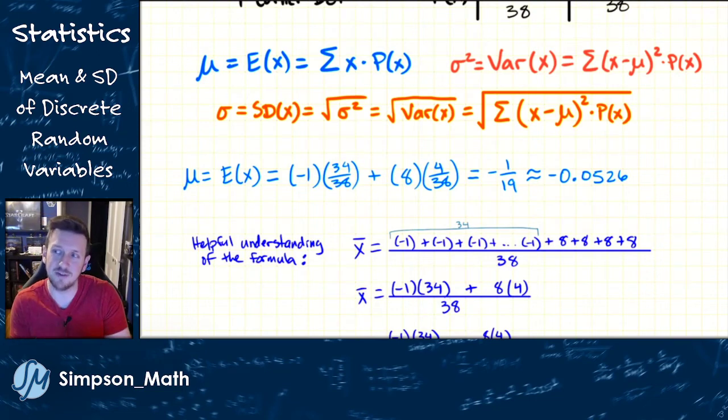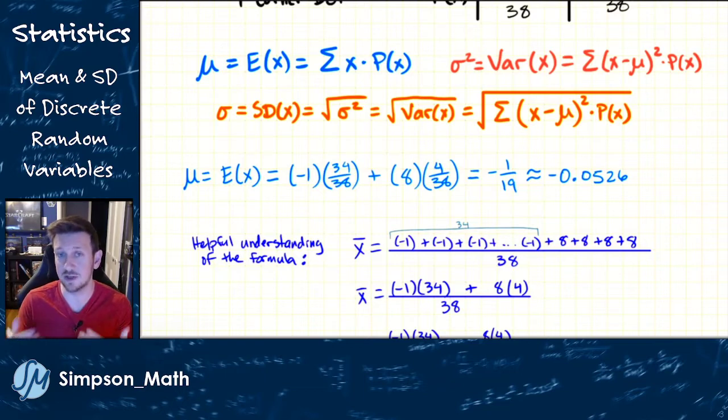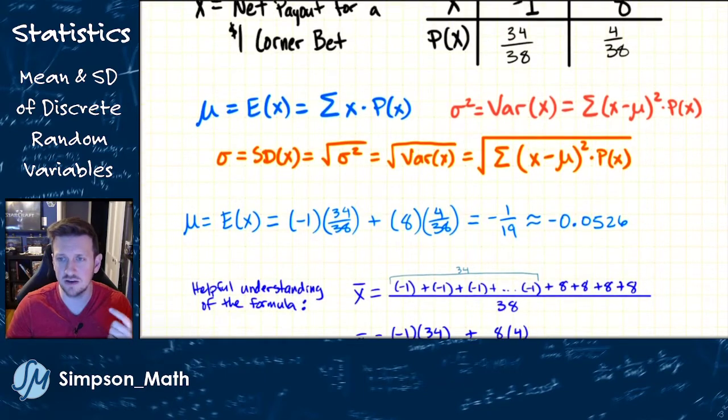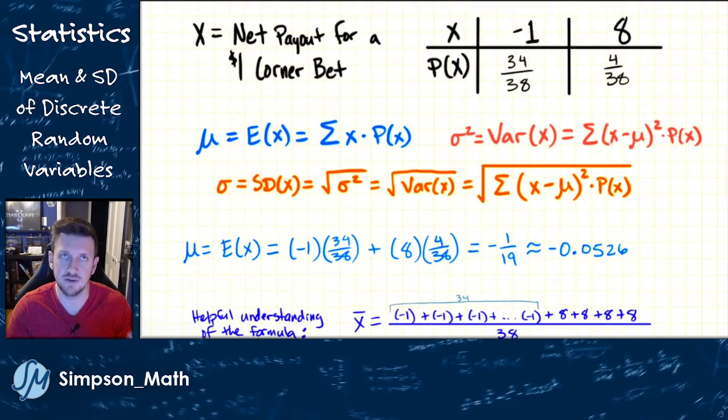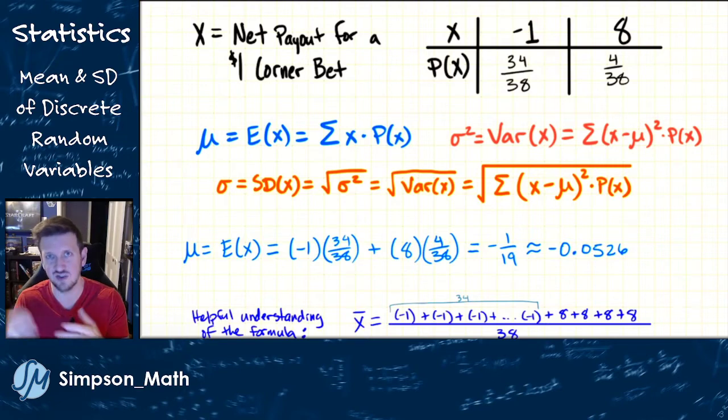So basically for every dollar that you bet, you're expected to lose just over a nickel. Notice you can't lose negative $0.0526 every time exactly, because you're either going to lose $1 or gain 8. But at the end of the night, if you just made this bet over and over and over again, that would be your average loss, so how much you would actually lose on average across the night.